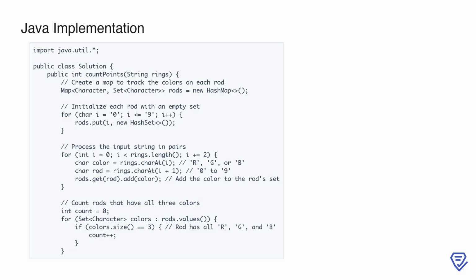Next, we process the input string, rings, in pairs. Each pair consists of a color and a rod number. For every pair, the color is added to the corresponding rod set in the map. This ensures that we track all unique colors for each rod efficiently. By leveraging the hash set, we avoid duplicate entries for the same color on a rod.